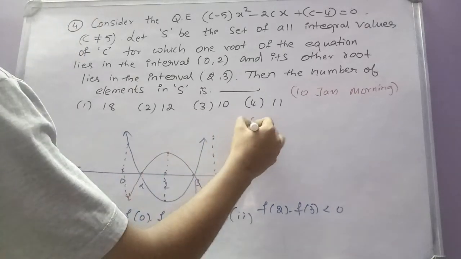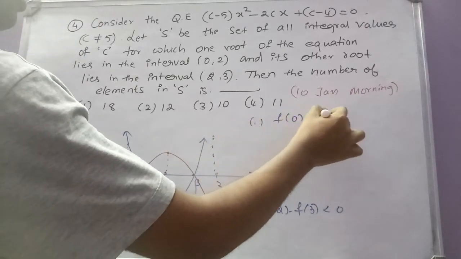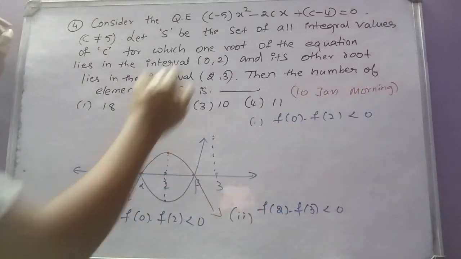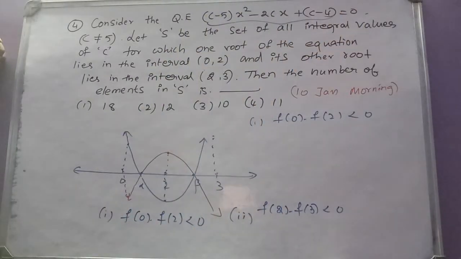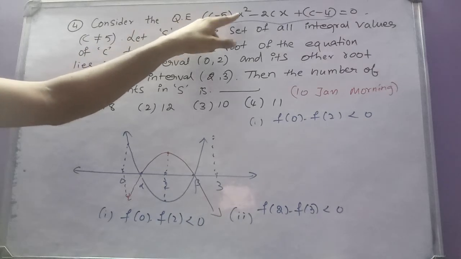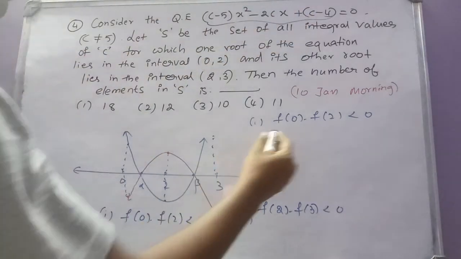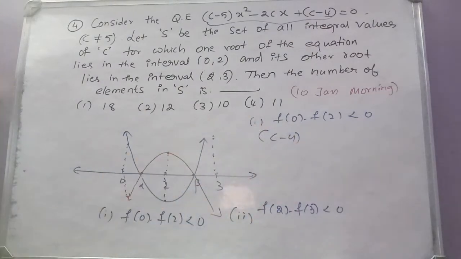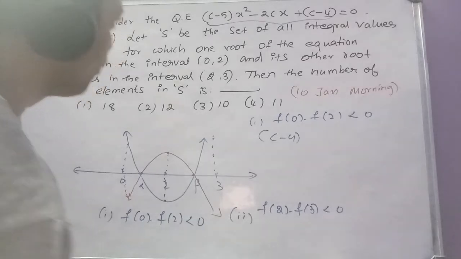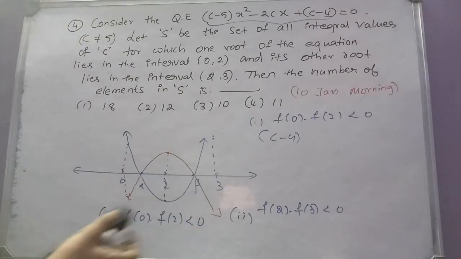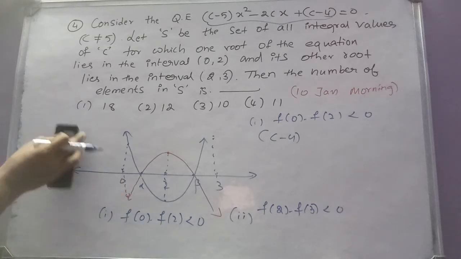So if I take the first condition, f of 0 into f of 2 less than 0. Here is our quadratic equation. F of 0: c minus 5 into 0, forget it; 2c into 0, forget it. We are left with c minus 4. So f of 0 is c minus 4. In case you want, you can find f of 0, f of 2, f of 3 first, and then substitute. Either way you can do it. So let us find it out.